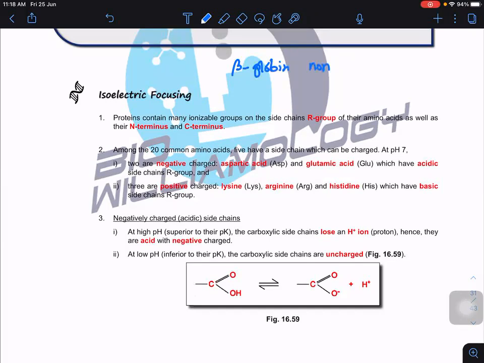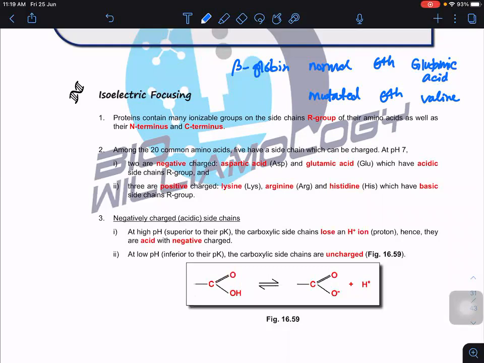The normal beta globin at the 6th position is glutamic acid. But the mutated one at the 6th position is now changed to valine. And both of them differ by just one amino acid. It won't cause a very dramatic change in the whole structure, meaning the molecular weight. Are you clear? So it means the migration rate may be the same. You may not be able to separate these two, whether it's the normal or the mutated one. Are you clear?